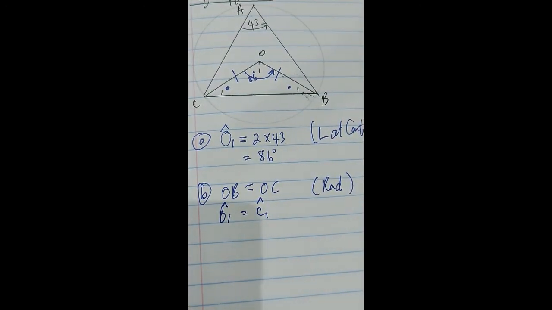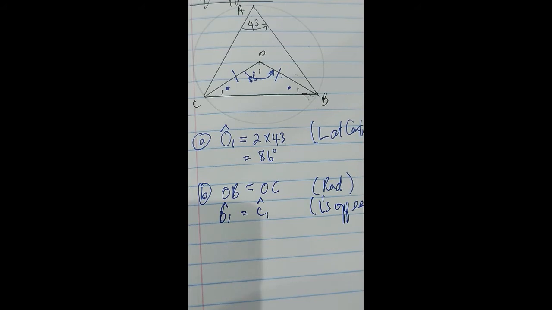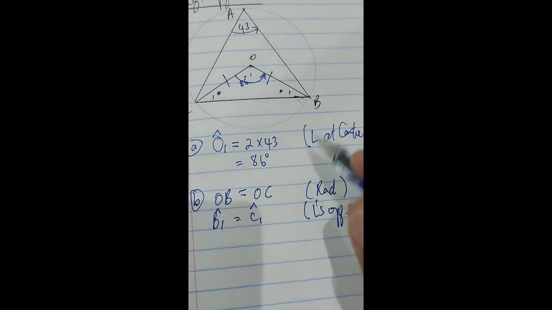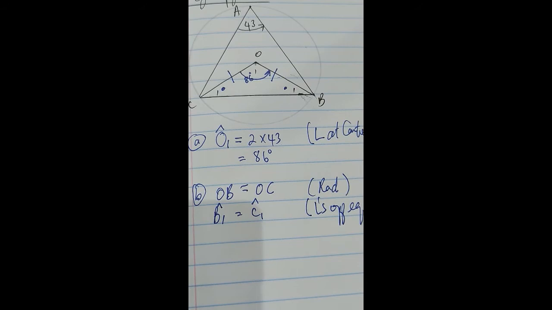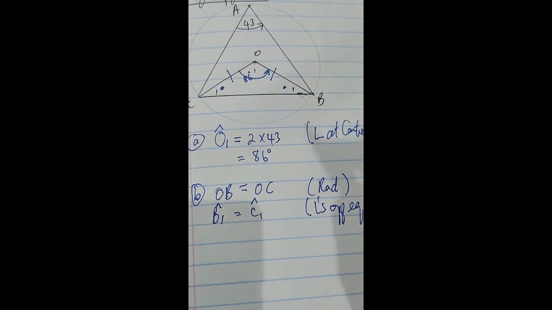Why is B1 equal to C1? Because it's angles opposite equal sides. You can't just say isosceles triangles there. If you say an isosceles triangle, you lose the mark. You must say, in these two types of isosceles triangles, it's either angles opposite equal sides or sides opposite equal angles. This case here would be angles opposite equal sides.